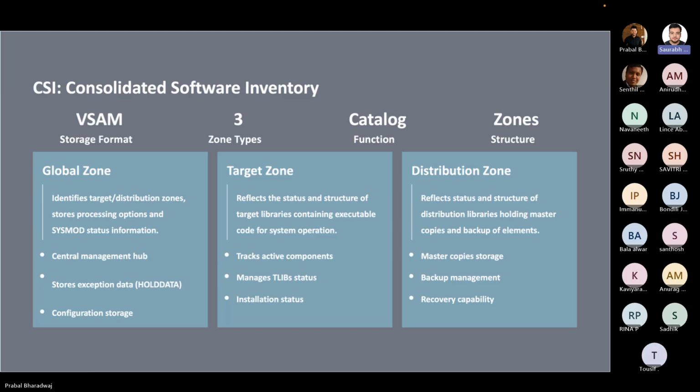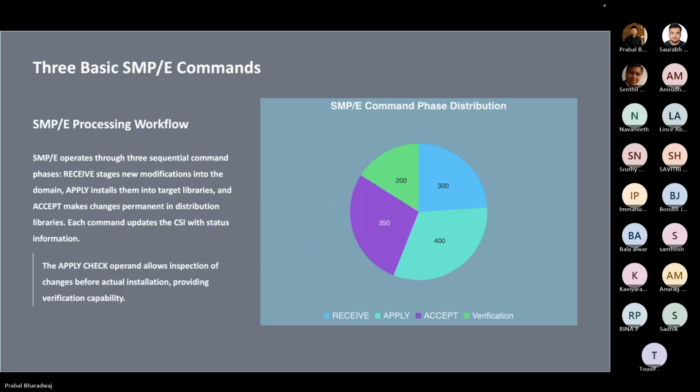Distribution zone stores master copies. Target zones run the system. So far we talked about sysmods, CSI, zones, and libraries. Now let's see how SMP actually processes these changes. What are the three basic commands? It's not just IBM. Every installation follows the same sequence, the three basic commands.